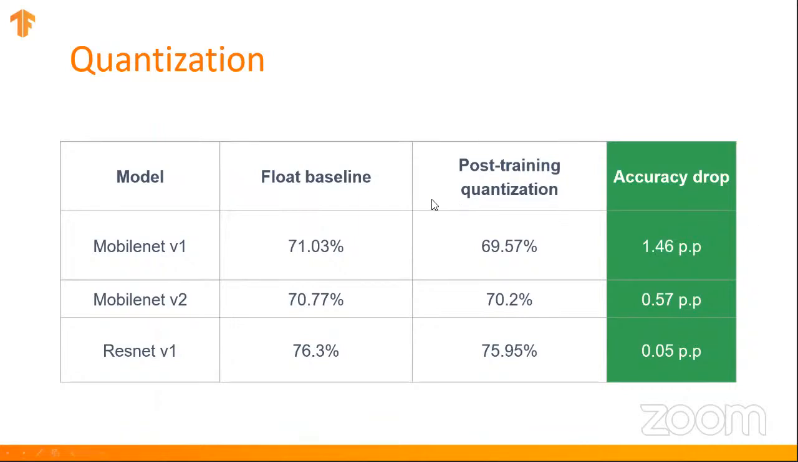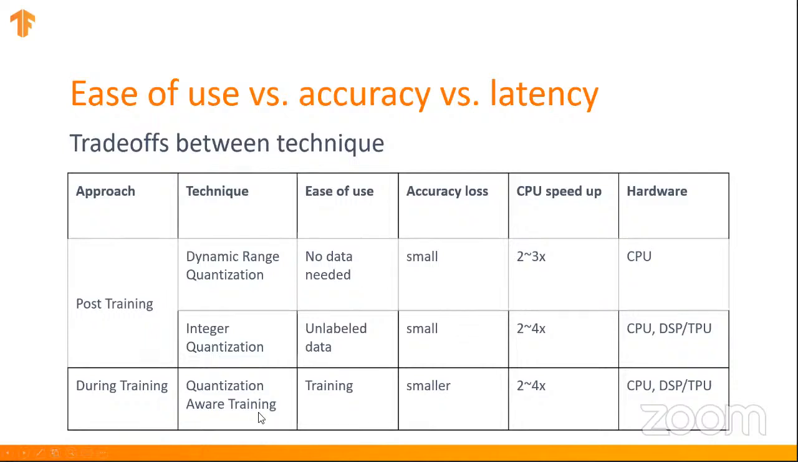Okay, there are a lot of quantization techniques. One is post training quantization, where you just blindly convert all the float numbers to integer numbers, and there is no huge performance drop. You can see v1, v2 and ResNet. There's only 1% or a few percentage points of accuracy drop. Okay, and there is also quantization aware training.